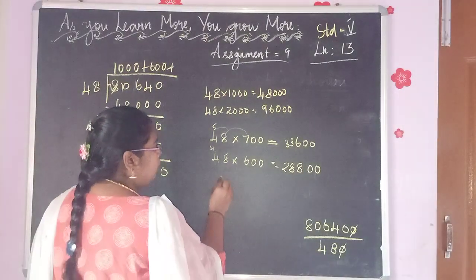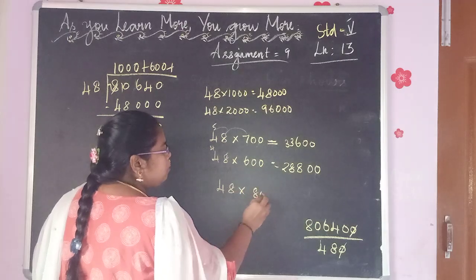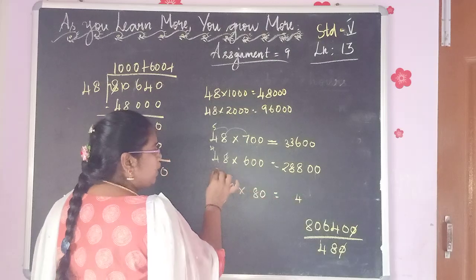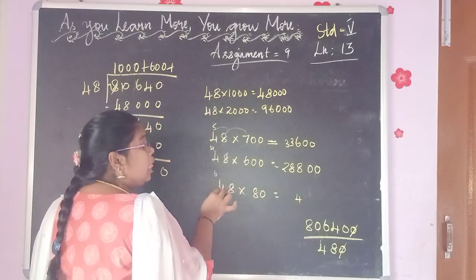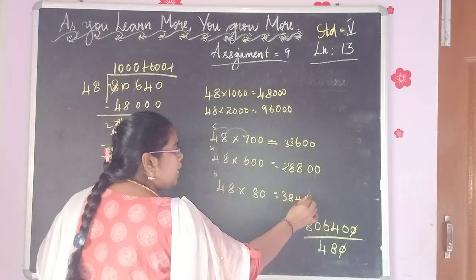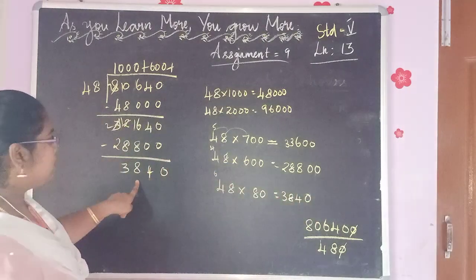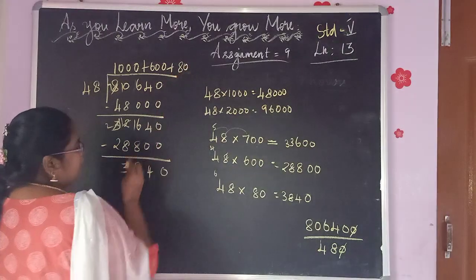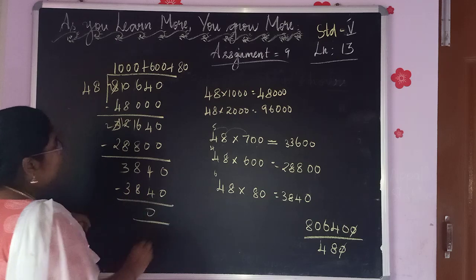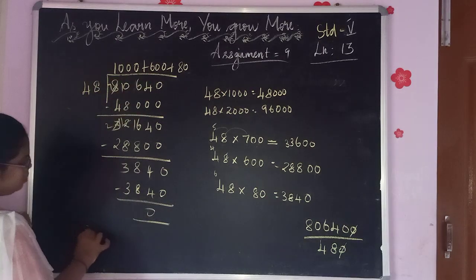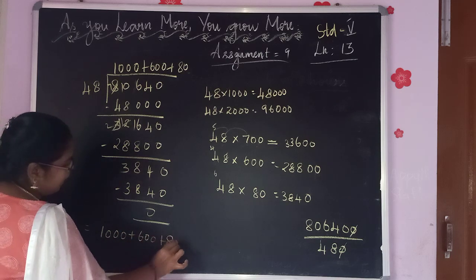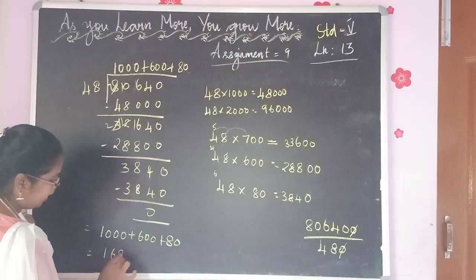So let me take some 80. Let us try 80. 8 8s are 64, 4 carry over 6. 8 4s are 32, 32 plus 6 is 38. So it is 3,840. Listen, we got this answer. So it is plus 80. We got the answer as 3,840. Subtract it, and we got the answer. Add up this value: 1000 plus 600 plus 80. So we are getting 1680.